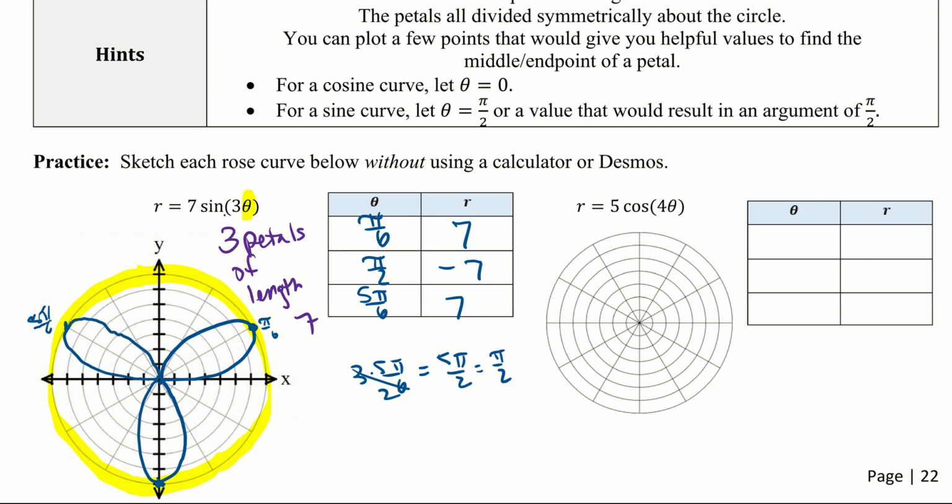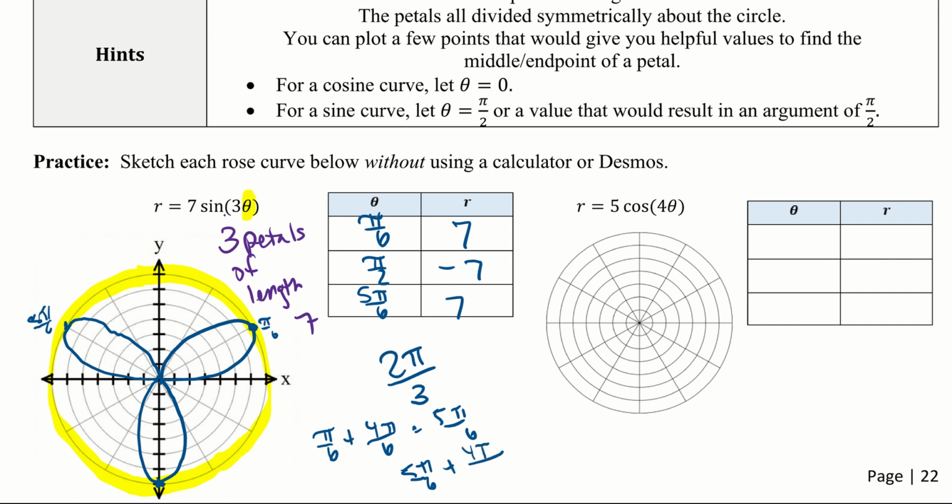But something else that students sometimes notice is that there's 3 petals, and if I divide my circle by 3, every time I move another 2 pi over 3, I should have another petal. So remember, I'm starting at pi over 6. If I add on 2 pi over 3, which is the same as 4 pi over 6, I would land at 5 pi over 6 for my next petal. And if I add 2 pi over 3 again to the 5 pi over 6, remember 2 pi over 3 is the same as 4 pi over 6, I get 9 pi over 6. Let's see if adding is hard today. That is the same as 3 pi over 2.